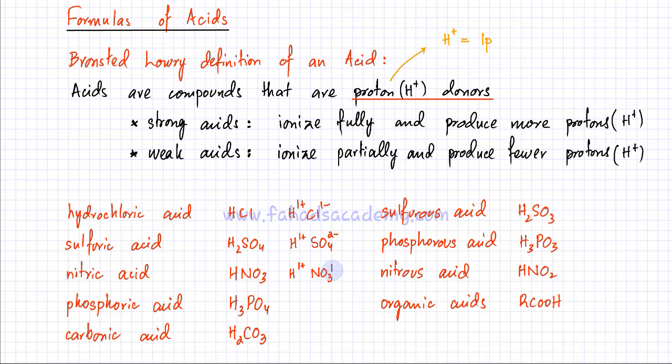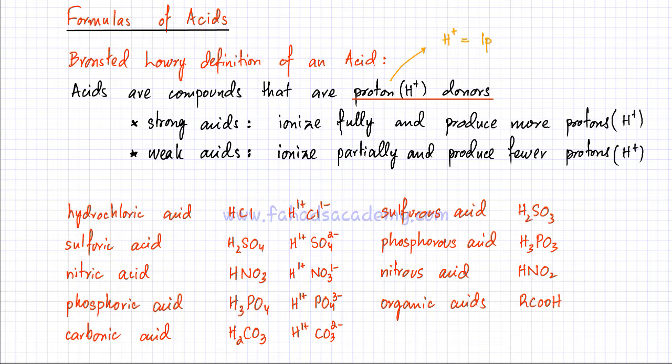Then you have phosphoric acid. It contains two ions: H+1 and PO4 3-. These are all polyatomic ions. For phosphoric acid, if you use the crisscross method, the formula becomes H3PO4. Then you have carbonic acid, which is made up of two ions: H+1 and CO3 2-. So carbonic acid is H2CO3.